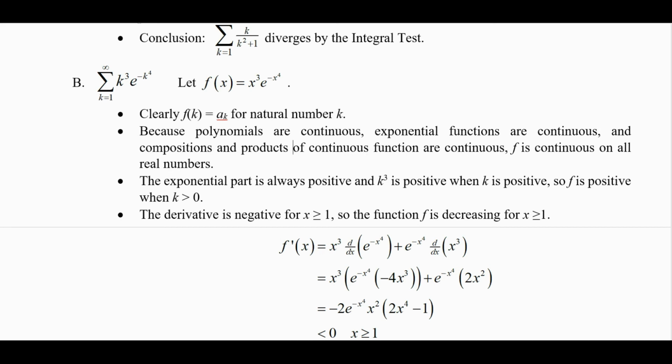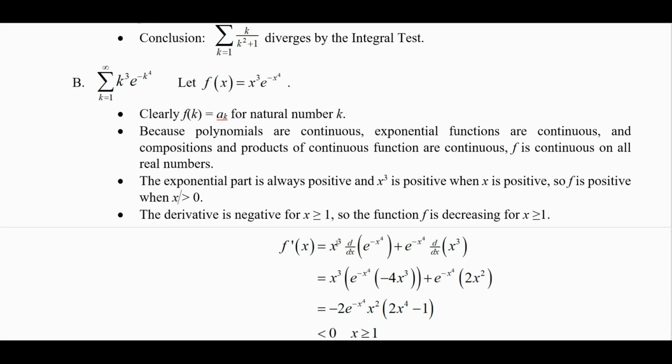The exponential part is always positive. E to any power is positive. And so we just have to look at the x cubed to see what the sign is. If x cubed is positive, I guess I'm talking about x's here, and x cubed is positive when x is positive, and so f is positive when x is positive. So it's positive valued.